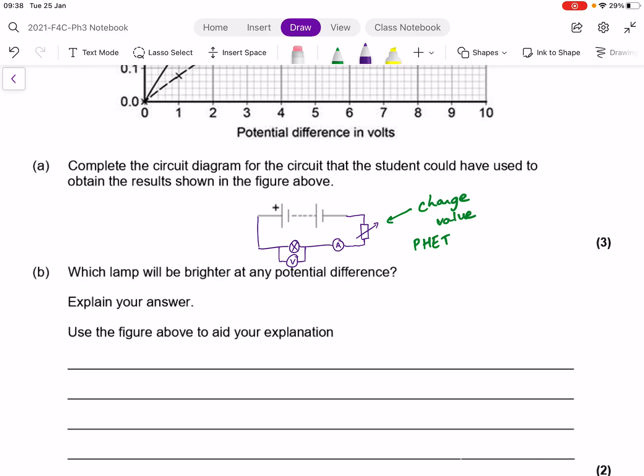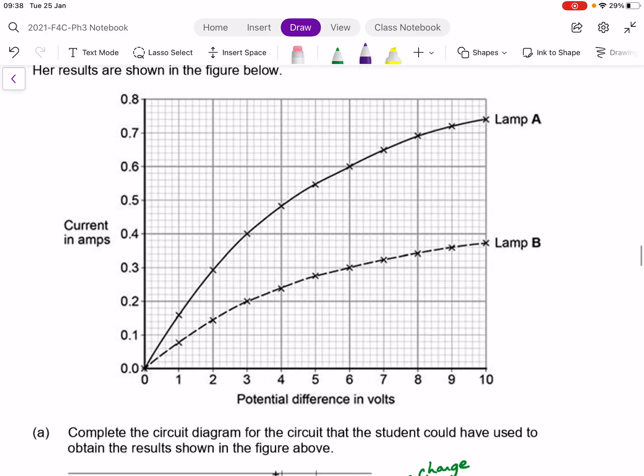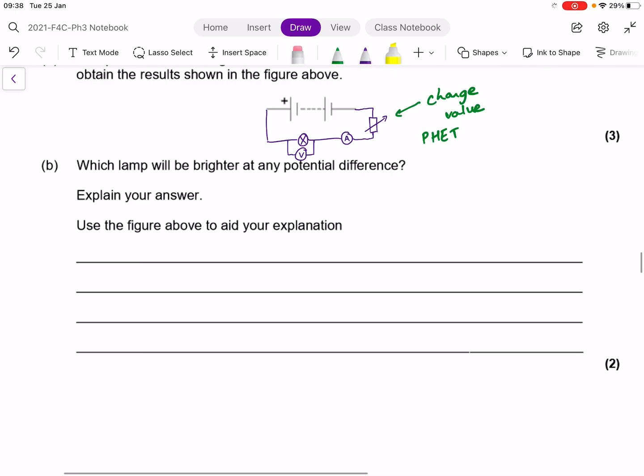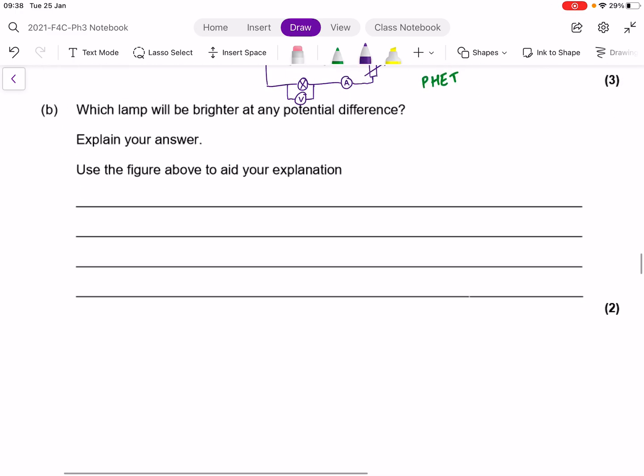Which lamp will be brighter at any potential difference? Okay, so looking at it, we can see that A has always got a higher current for the same voltage. It's really important that we try and say that it's always at any voltage. So A is brighter.